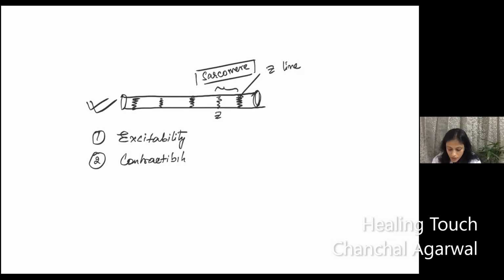Number 2, contractibility. That means it contracts. If there's an impulse given, for example, if you press an area with a probe, what happens? The muscles contract. So that is contractibility. And number 3 is conductivity. That means it can conduct impulse through it. That is a very important property of muscle. So these are the 3 most important properties of muscles.